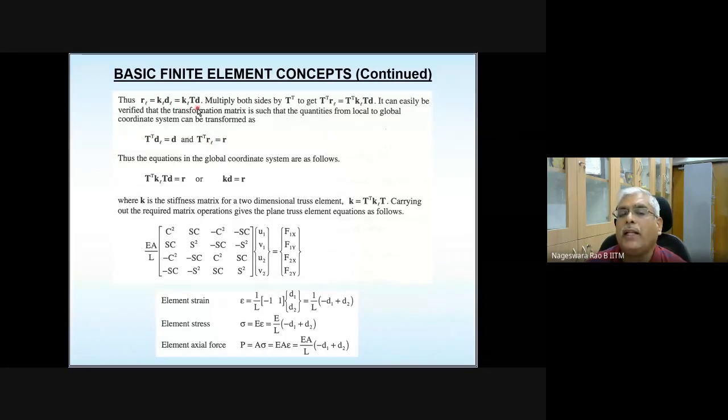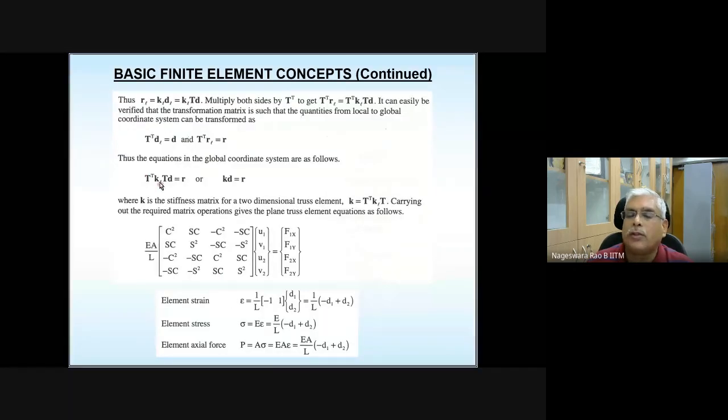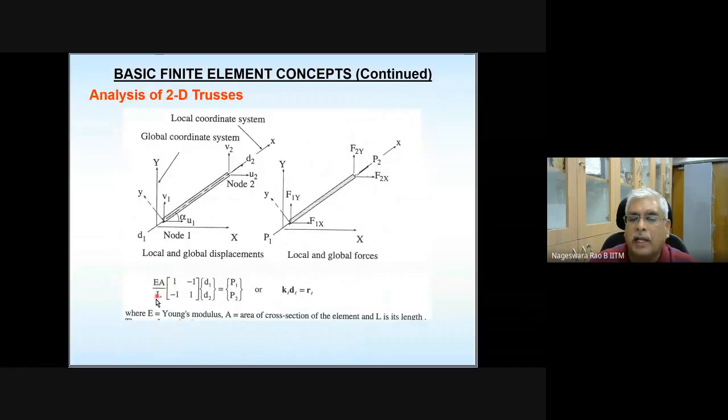Okay. So finally this equation becomes T transpose KL T times D is equal to R. You know what the T transformation matrix is? It is C S 0 0, 0 0 C S. So once you know the transformation matrix, you know what KL is. KL is EA over L times [1, -1; -1, 1]. And KL is a 2 by 2 matrix.